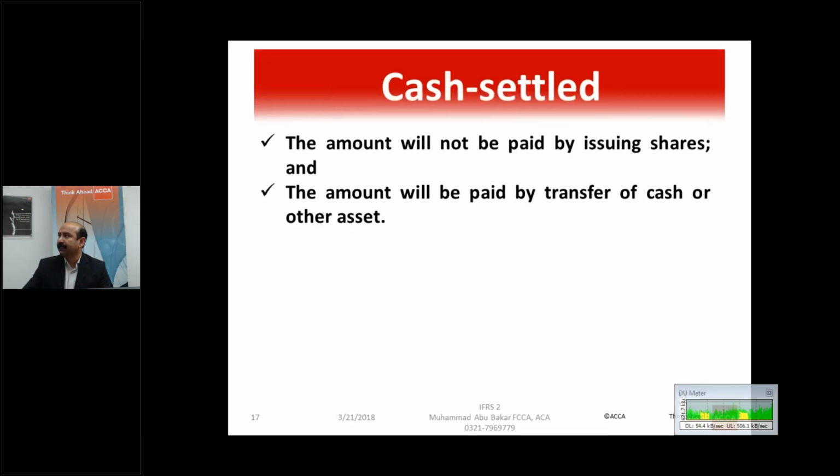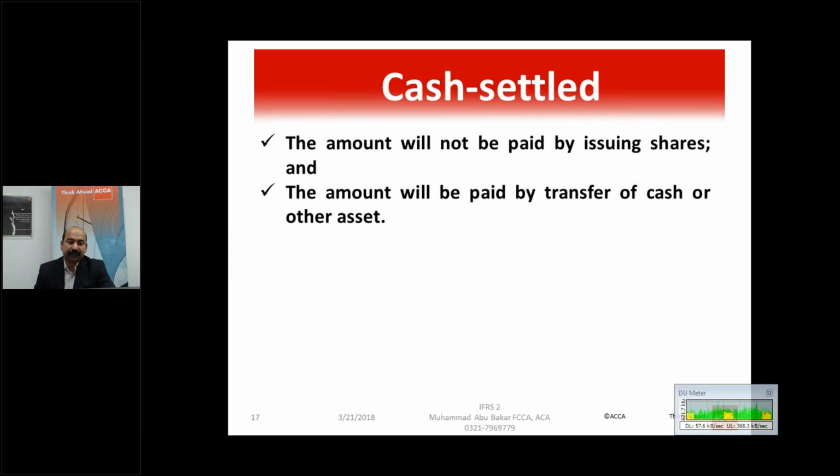Now the cash settled share-based payment. The amount will not be paid by issuing shares. The amount will be paid by transfer of cash or other assets. Examples: share appreciation rights, right to shares that are redeemable. The amount of the transaction to be paid for will be based on the value of the entity's shares, but will not be paid by issuing shares.